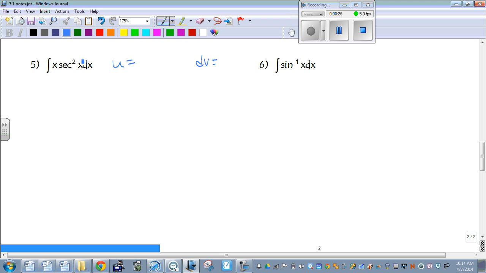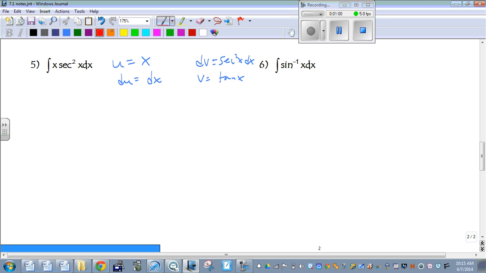If we did derivative of secant squared, we get 2 times secant times derivative of secant, which is secant tangent. We have to use chain rule, which makes it a little more complicated. So secant squared, we're going to put that as part of our dv, because the antiderivative of that is less complicated than the derivative of that, which leaves us with just x for u. So du is going to be just 1 dx. V, antiderivative of secant squared, is tangent of x.